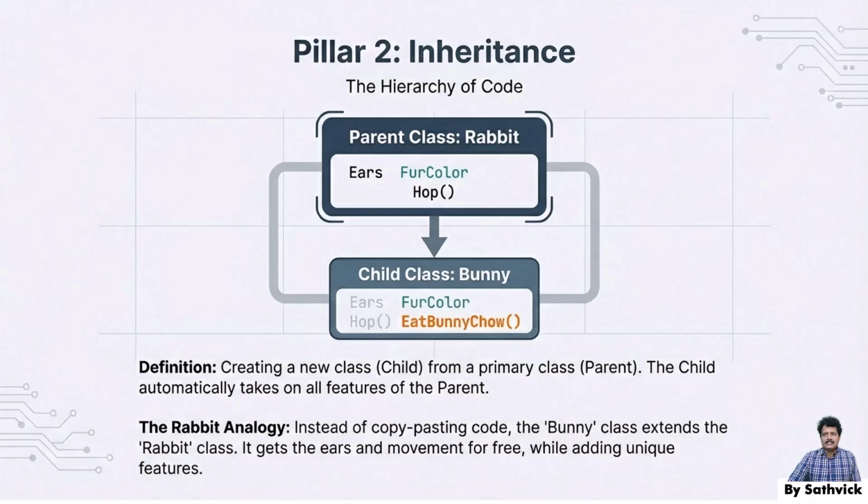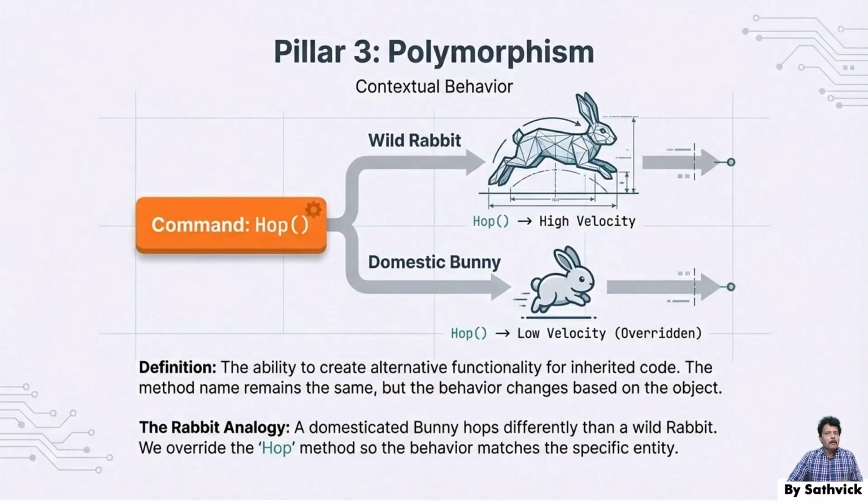With inheritance, you simply extend the rabbit class and that functionality is already there and accessible for the bunny class. The bunny class would then go on to feature bunny-specific functionality such as eating bunny chow.